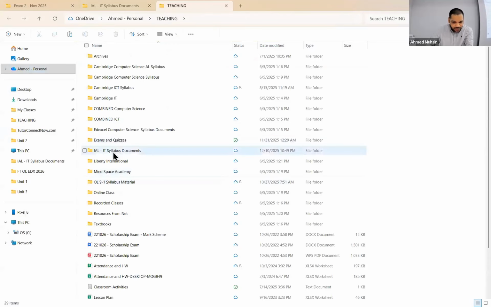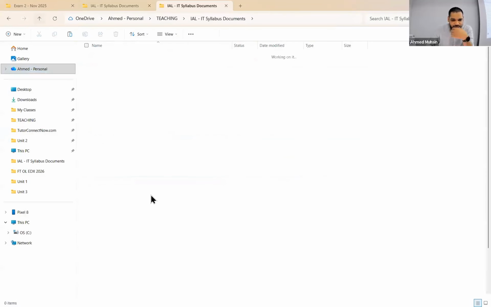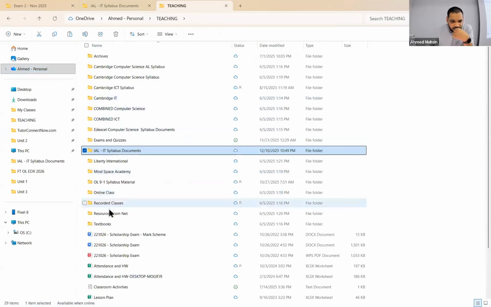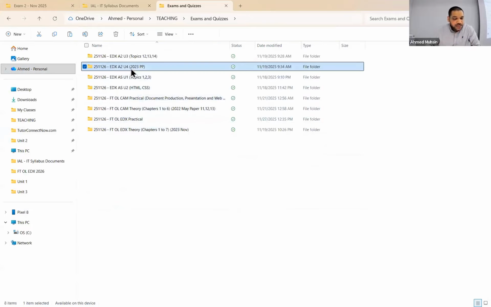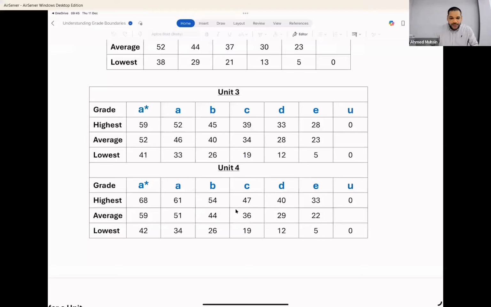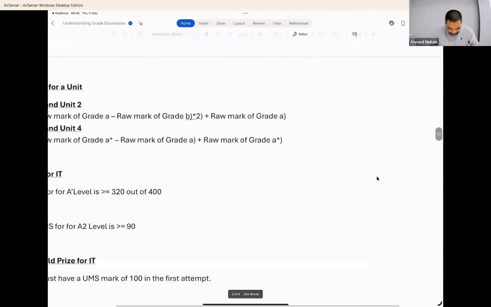So let's have a look at 2023 below. Everybody, give me a second. My exams are where? Exams. Yes, Edexcel A2 2023 past paper, correct. I have given you all the 2023 past paper. So then let's look at the 2023 past paper grade boundaries with everybody.